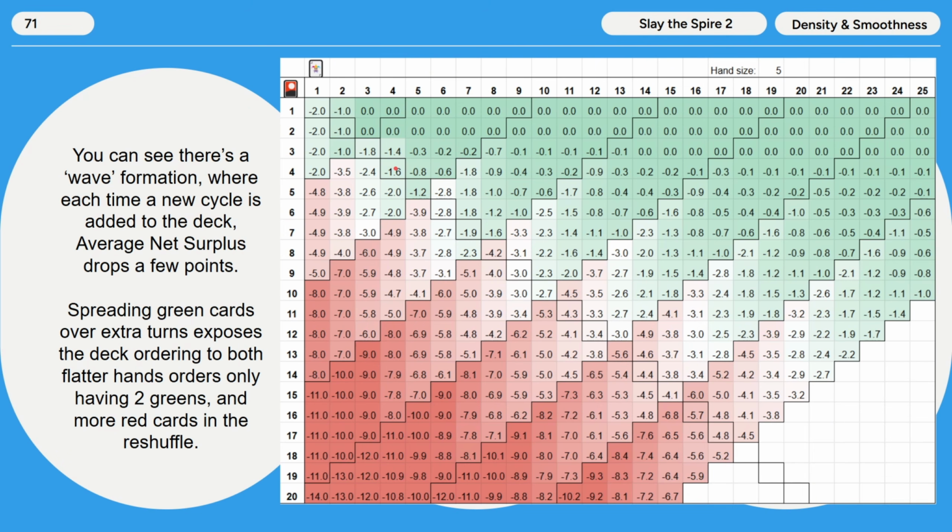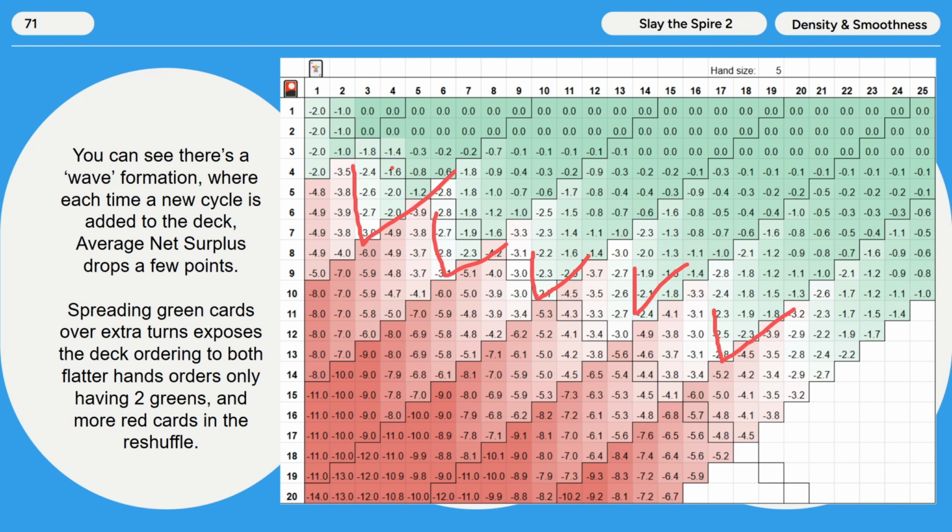We can see that there's this kind of interesting wave formation though. Down the small deck end here, it's a little bit hazy because the probabilities are dominated by small changes in the total number of cards. But as you get into 2 and 3 deck cycles, it starts to be a bit more apparent here. You've got this wave like so, and you've got another one here, and another one here, and another one here.